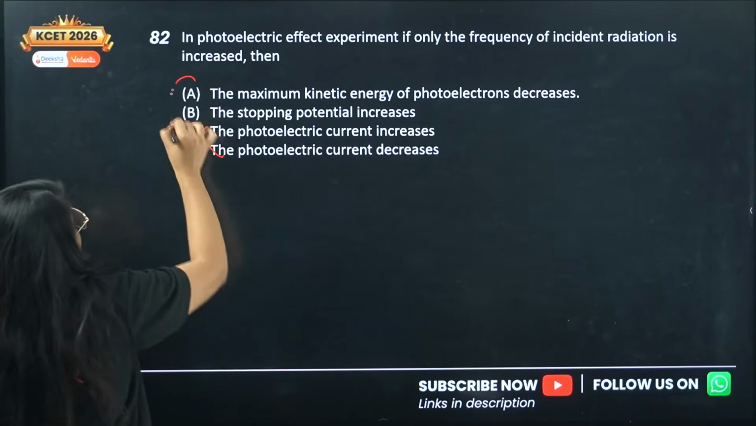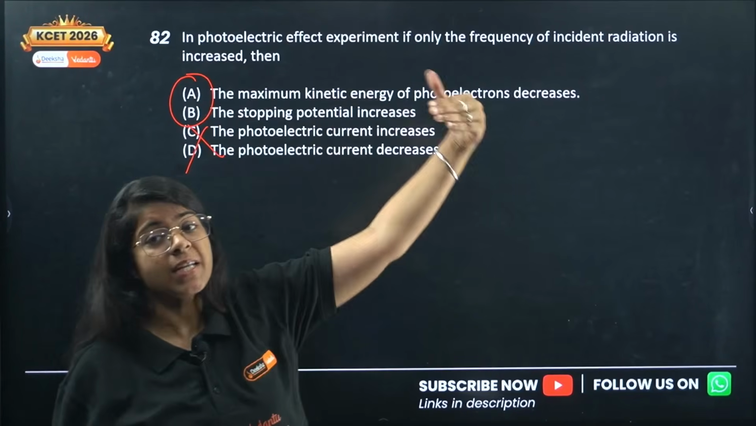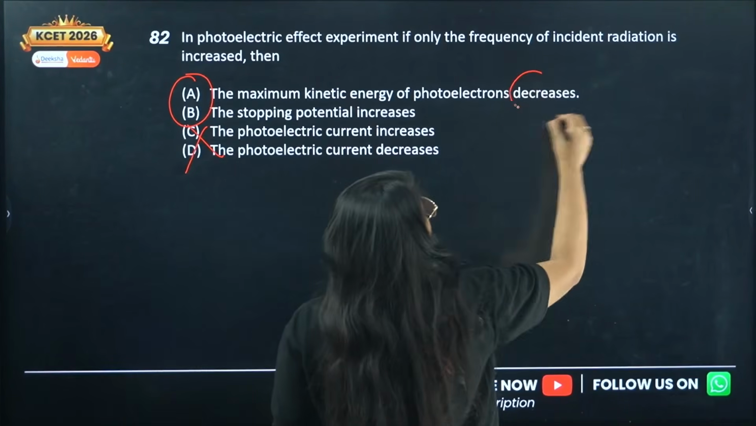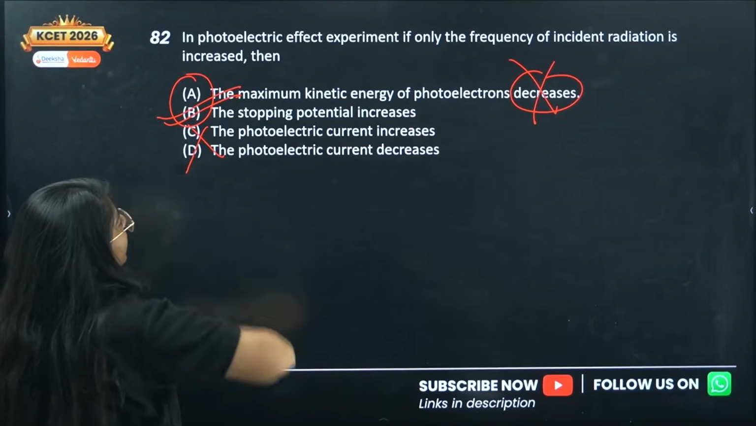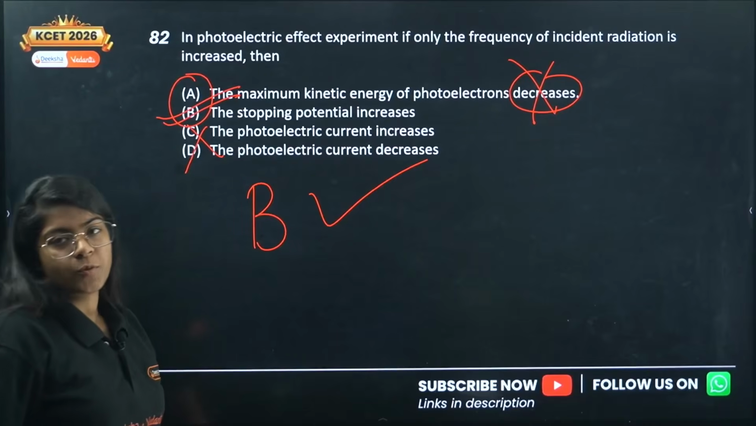Now among these two options, they are saying when the frequency is increased, the maximum kinetic energy should also increase, but they are saying it decreases. So it is also wrong. So the correct option will be the stopping potential increases. So B is the correct option. Okay.